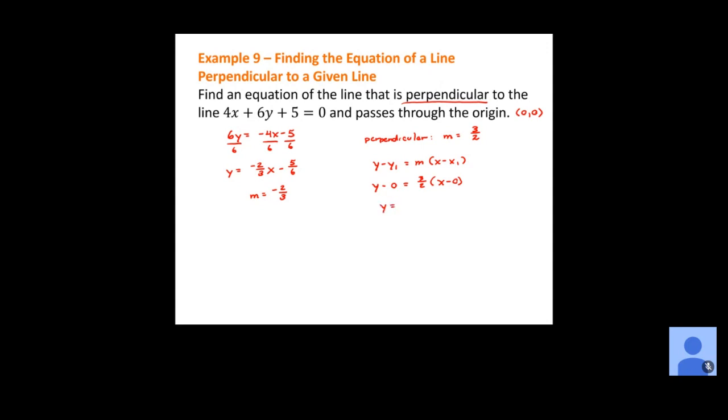Notice here, y minus 0 is just y. And if I distribute the 3 halves here, that's just going to give us 3 halves x, which is the exact same thing as y equals mx plus b, where b is 0 and our slope is 3 halves, right? So again, this form or this form, either one is fine. The first one tells you that it goes through 0, 0. The other one just tells you your y-intercept is 0. Any questions on finding the equation of that perpendicular line now?